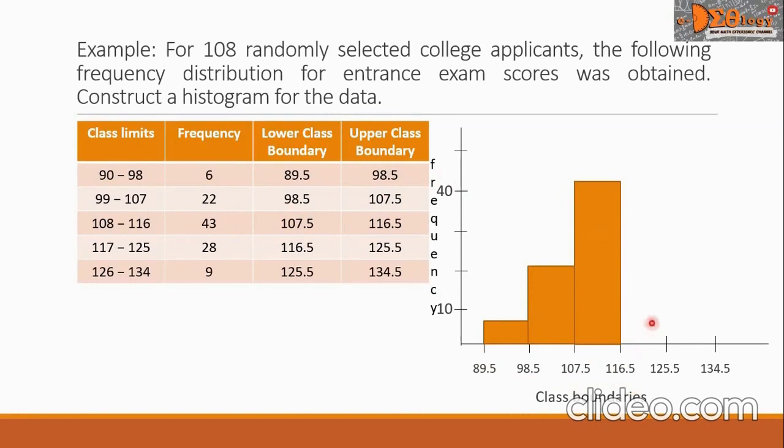For the fourth class interval, we have class boundaries from 116.5 to 125.5, and the rectangle corresponding to this is given with a height that is equal to 28 in the frequency. For our last class interval, whose class boundaries are 125.5 and 134.5, the rectangle is given here with a height that is equal to 9 in our frequency.